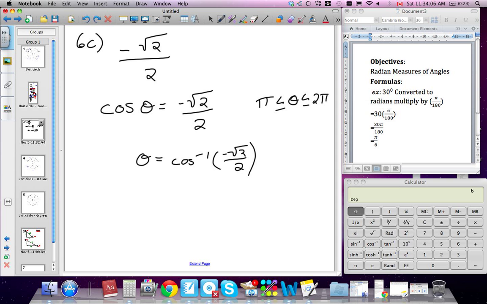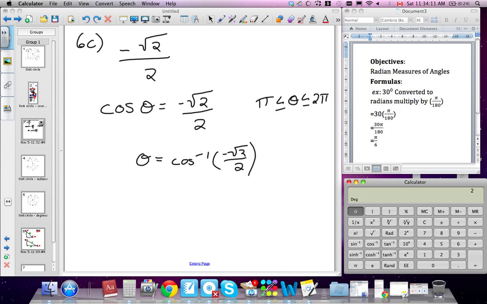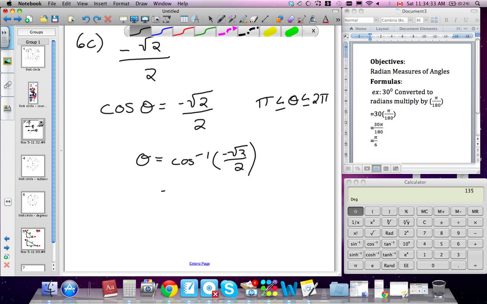Theta is going to be equal to cos inverse of negative root 2 over 2. Okay, let's go plug that into our calculator. We're going to get number 2 square root, and make it negative, divided by 2 equals, and then cos inverse, we're going to get 135 degrees. They've given us the obtuse angle.